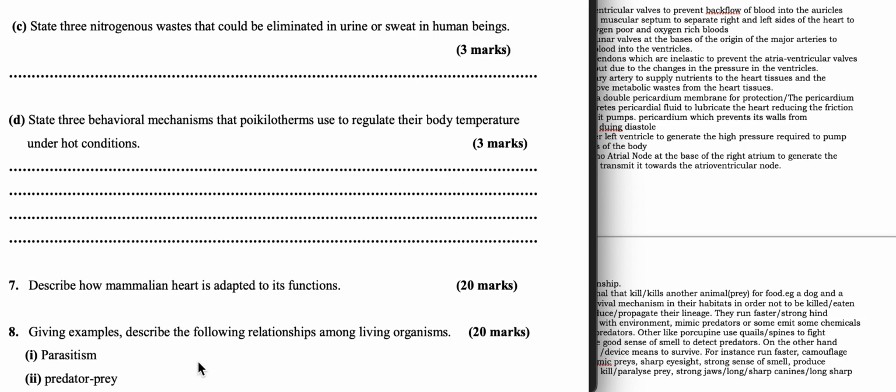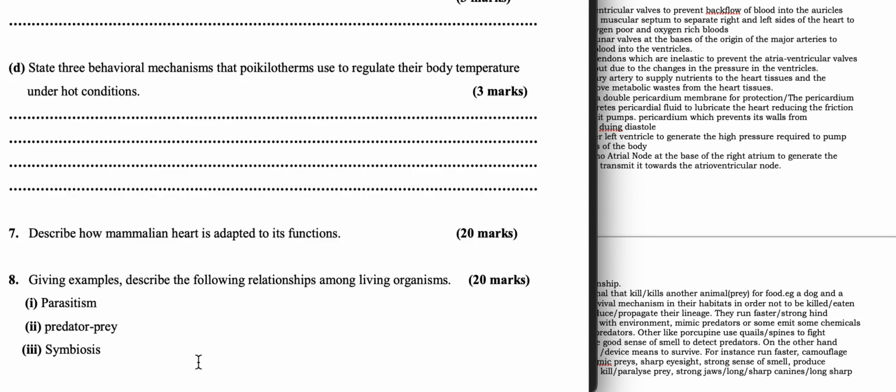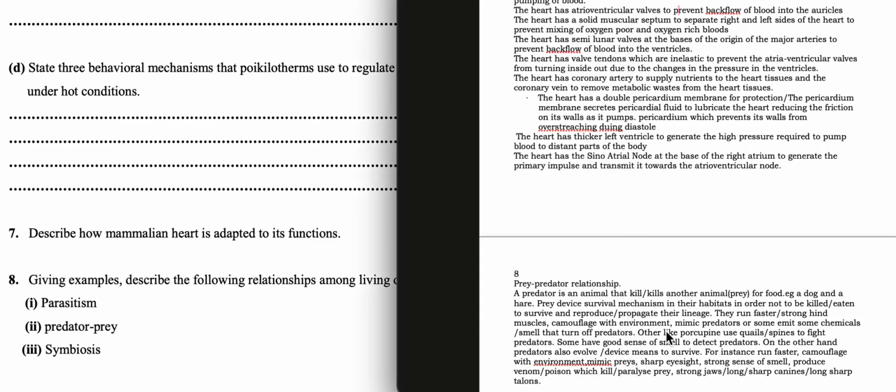Question 8. Giving examples, describe the following relationships among living organisms. 20 marks. We have parasitism, predator-prey, and symbiosis. We are going to start with the prey-predator relationship. A predator is an animal that kills another animal, which is prey, for food. For example, a dog and a hare.